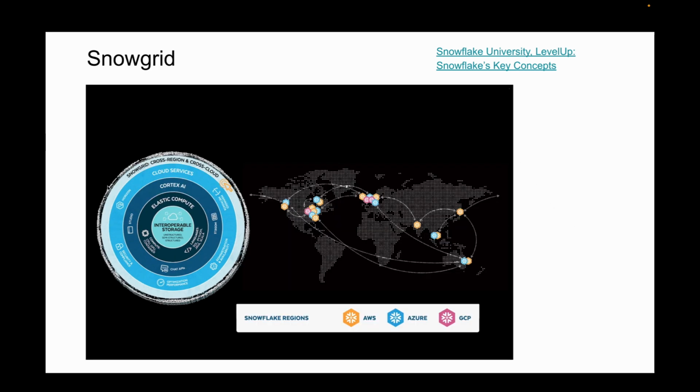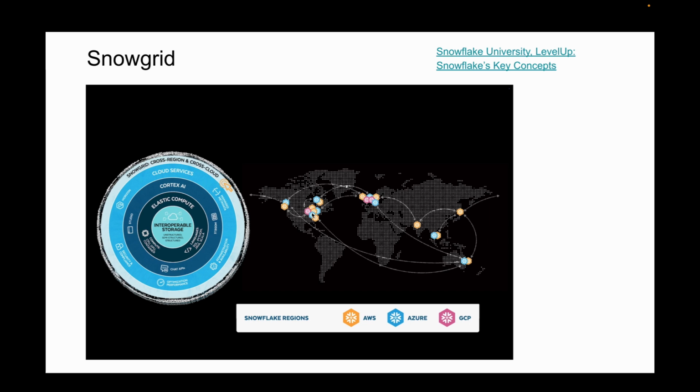The final layer in the architecture is known as SnowGrid. SnowGrid essentially connects Snowflake instances across the public cloud regions in the globe. So we can have a Snowflake instance running on AWS, Azure, or GCP in any part of the world. And SnowGrid is that connectivity layer which creates this network of the AI data cloud.